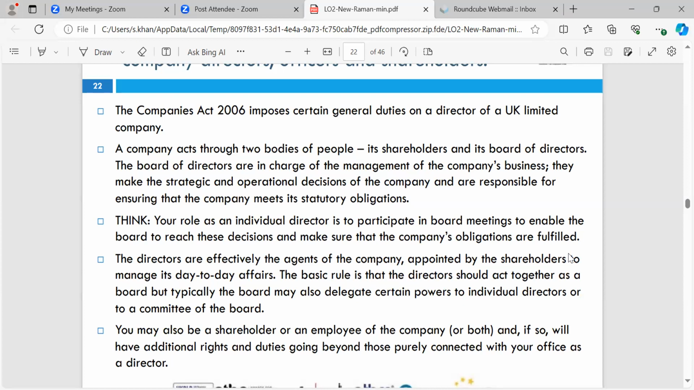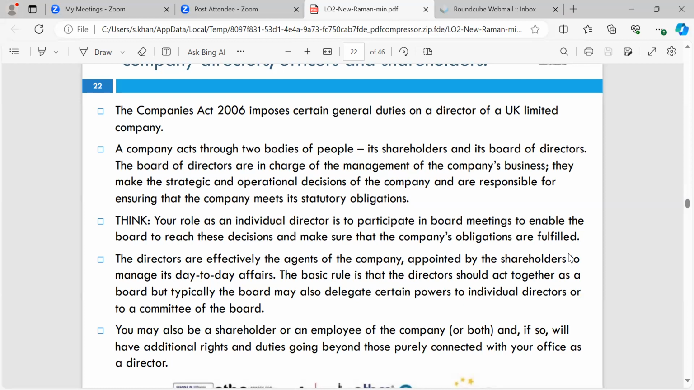Yep. The board of directors are in charge of the management of the company's business. They make strategic and operational decisions of the company and are responsible for ensuring that the company meets its statutory obligations. Your role as an individual director is to participate in board meetings to enable the board to reach their decisions and make sure the company's obligations are fulfilled.